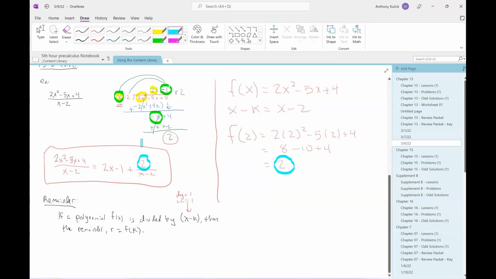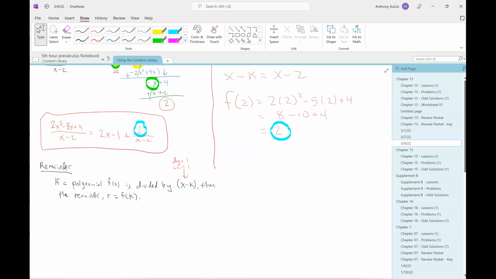Now, if all we cared about was the remainder, which one of those two processes was easier to get the remainder from? Polynomial division or plugging something into the function and evaluating? Plugging it in, right? In fact, you could just type all that into your calculator and it just spits it out for you. Considerably easier. Okay, good to know. This is the remainder theorem, excuse me.